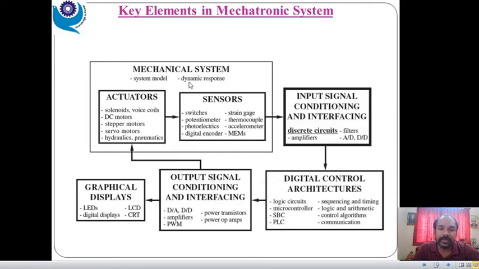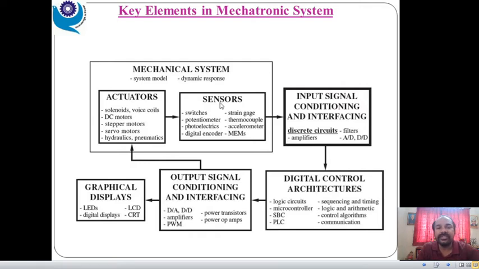Mechanical systems. If we see over here, there is a block, actuators and sensors. In the basic block diagram of mechatronics there is a simple sensor, then the control element, that is a microprocessor or microcontroller, and then the output, the third block. So this is a simple basic block diagram of mechatronics.